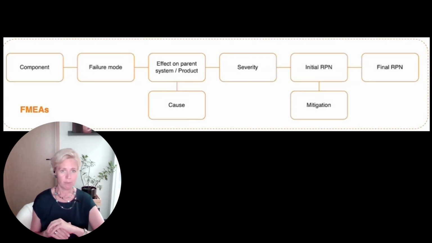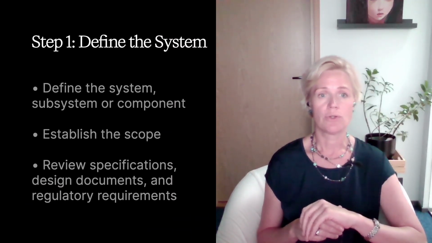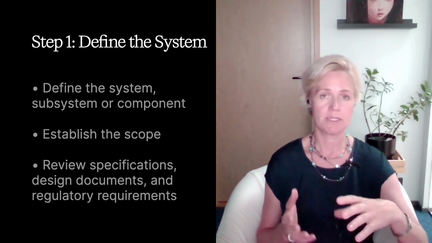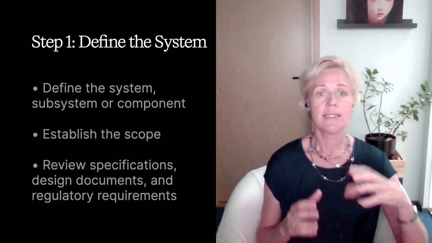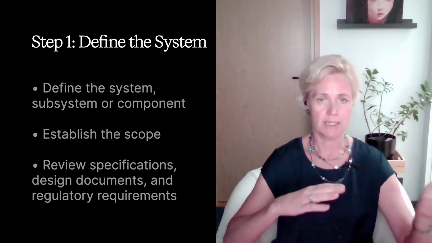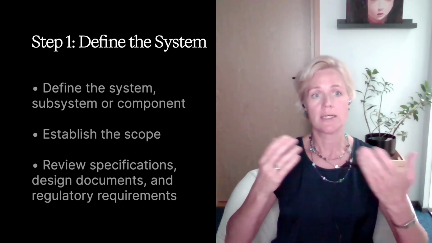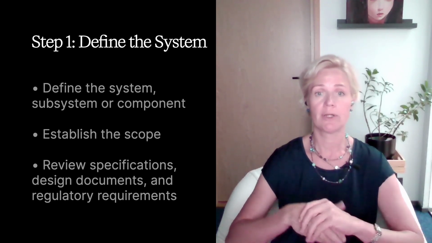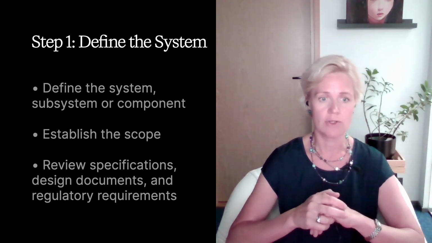But let's break the FMEA process down into manageable steps so that you can better understand how to conduct the FMEA. So step 1 is to define the system, subsystem, or component that is under the risk analysis. Clearly establish the scope and consider the entire product lifecycle from design to disposal. Review device specifications, design documents, and applicable regulatory requirements to clarify the intended use, operating environment, and the user profile of your device.